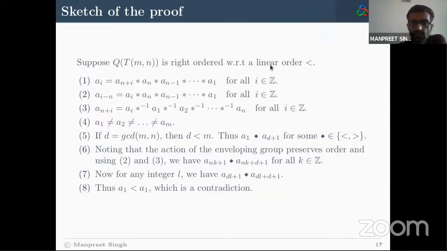And since there is a linear order, either A1 is less than or greater than AD plus 1. Now, noting that under the action of the enveloping group the right order remains preserved, and by repeatedly using the second and third identity, we have these inequalities, and from these inequalities one can easily prove that A1 is not equal to A1, which is a contradiction, and hence the link quandles of torus links where M and N are not multiples of each other are not right orderable.